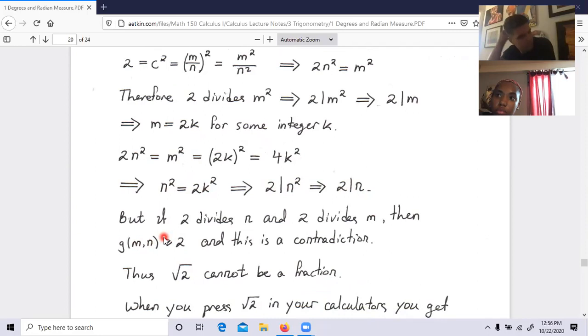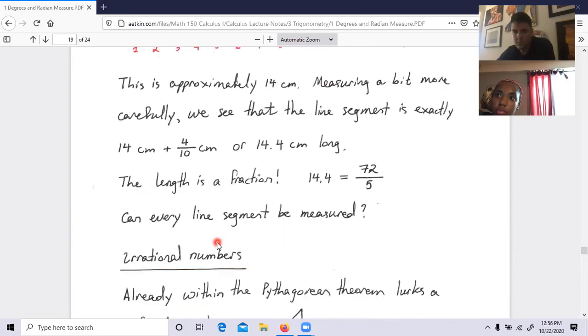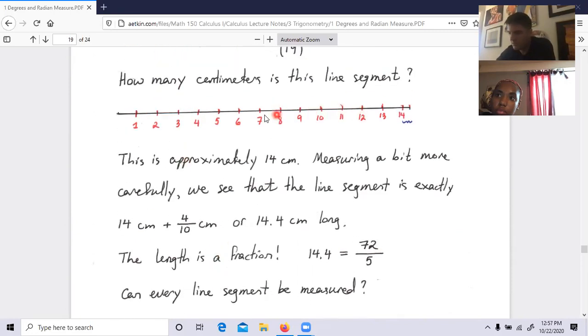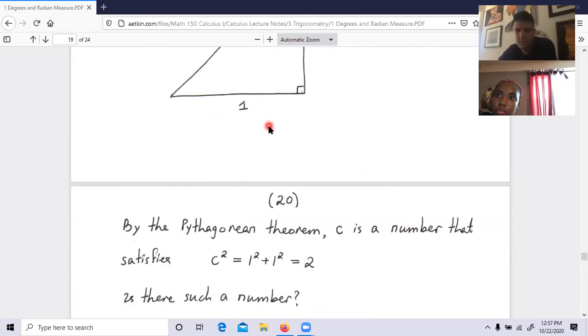If a fraction exists, then I can reduce it so that nothing is in common. I cannot cancel it anymore. And then I go through this discussion, and I see that somehow 2 still divides both numbers m and n. And that's a contradiction. This means that root 2 cannot be a fraction. It cannot be any of the numbers that we saw before. This thing is not going to work.